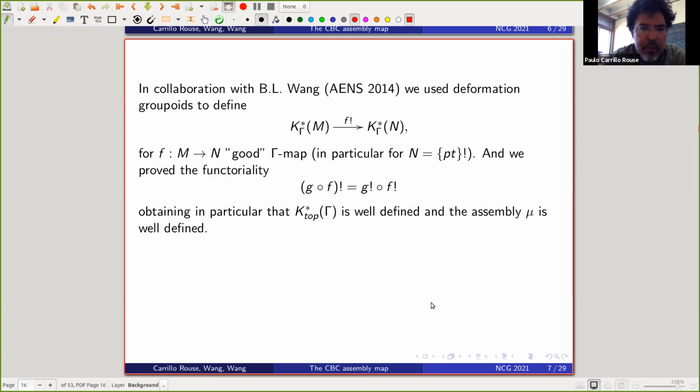And we proved the functoriality. I will also say a word on how to prove the functoriality, because it's part of the idea also in the sequel. So in particular, one obtains that this map, this group, is well-defined and the assembly is well-defined.